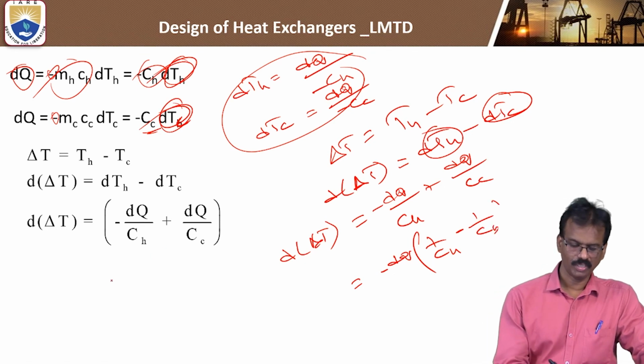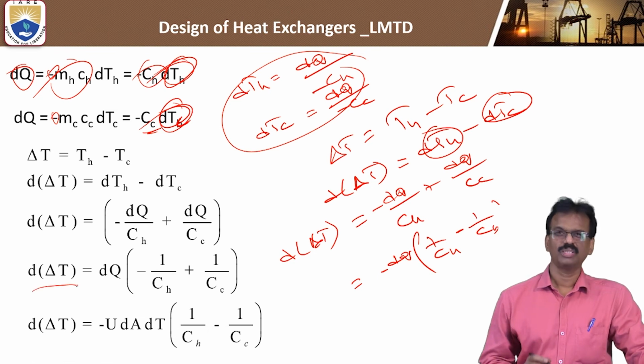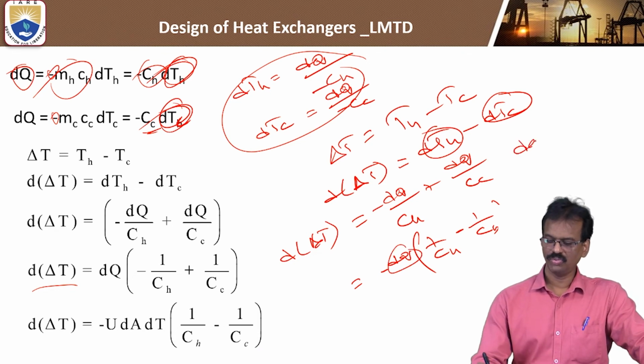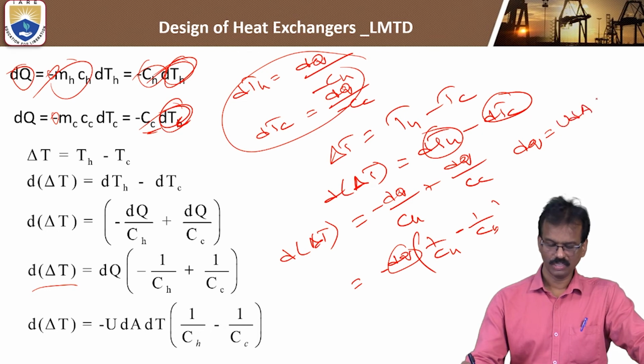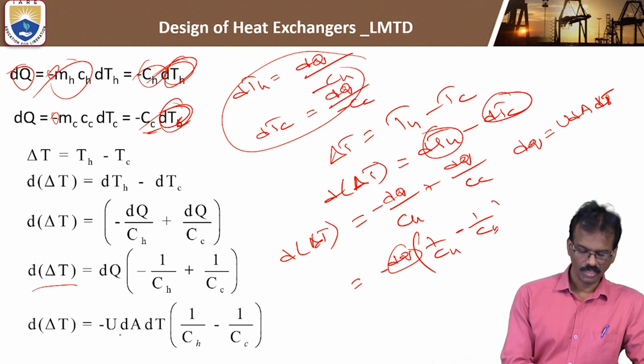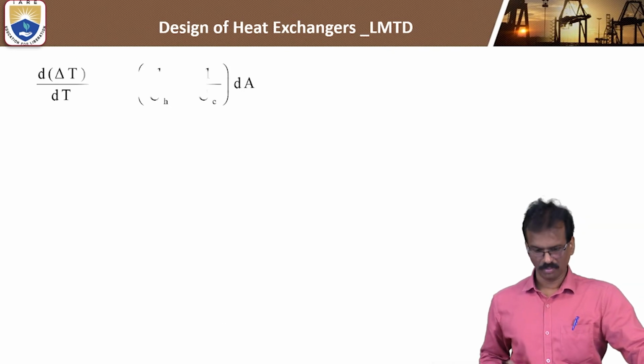This is the formula like this one here. So the derivative of delta T is equal to dq into minus 1 by CH, or otherwise you can take minus common, so 1 by CH minus 1 by CC. You know the formula of dq is equal to U dA into delta T. Okay, dT or delta T, both are same. So you can write like this. So this dq is equal to, you know the formula. So then the formula is like this one.